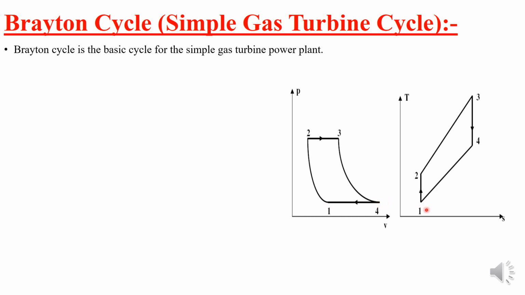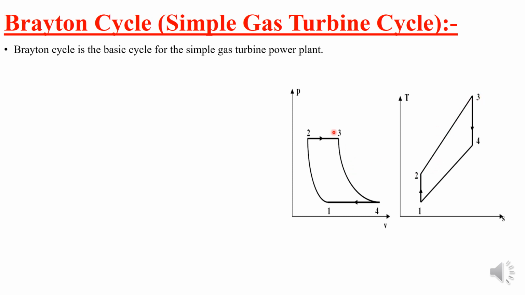So 1 to 2 is the isentropic compression. Remember, isentropic means S remains constant, and 1 to 2 will be a straight line in the TS diagram. Then 2 to 3 is constant pressure heat addition. Hence it is a horizontal line in the PV diagram, and in the TS diagram it looks like this. At constant pressure, heat is added to the system.